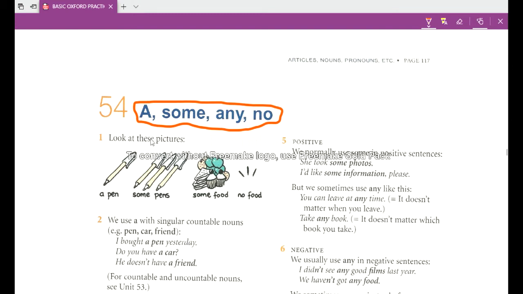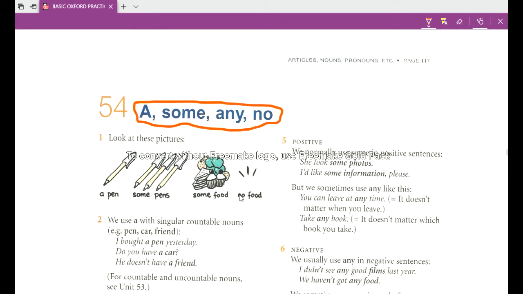Point number one, look at the pictures. We have these pictures here. Okay? I have a pen, some pens, some food, and no food. A pen is singular. I have one. Some pens, as you can see, pen we can write in plural, some pens. I have some food. Okay, we cannot say some foods, but some food and no food.